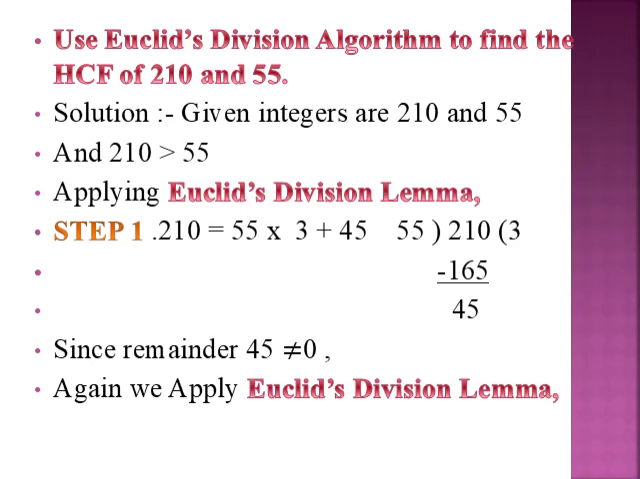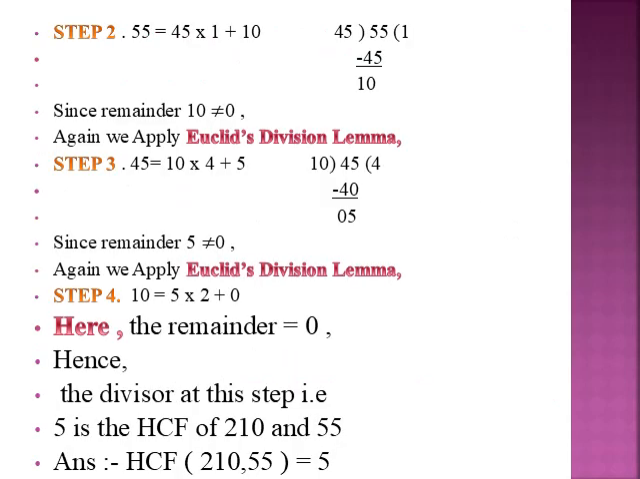Now 45 is not equal to 0. So again we will apply the Euclid division lemma. So in step 2, now we will divide 55 by 45. So here the quotient is 1, and the remainder is 10. So again we will write it in the form of a equals bq plus r. So q is 1 and r is 10. So again here the remainder is not equal to 0, so we will not stop. Again we apply the Euclid division lemma.